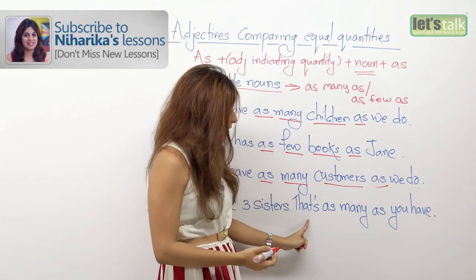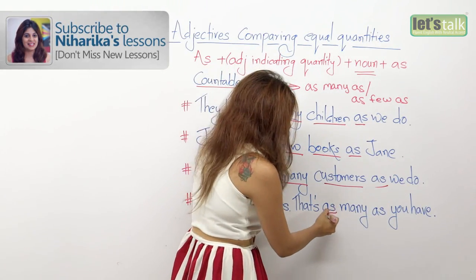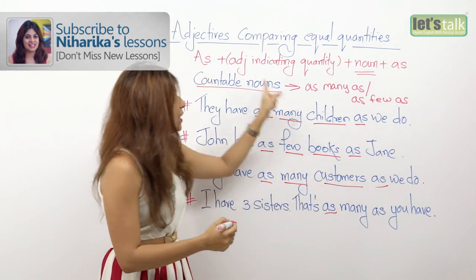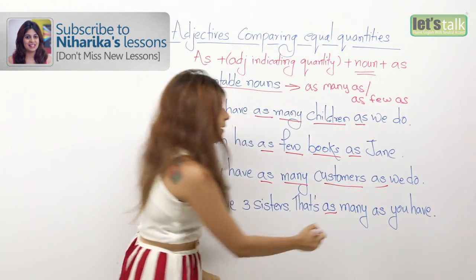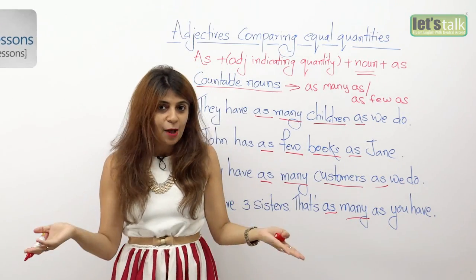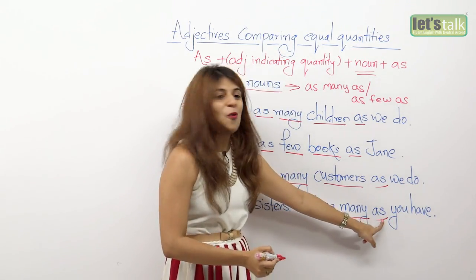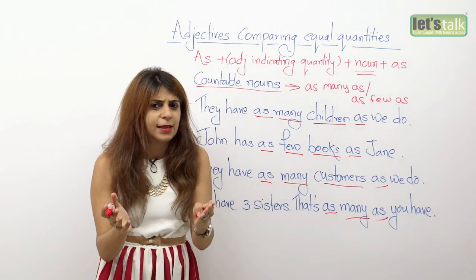But if you look at the sentence here, that's as many as. As, many is your adjective indicating quantity. And then where's the noun? Ooh, you skipped the noun. You just ended with the word as. So why did we skip the noun?